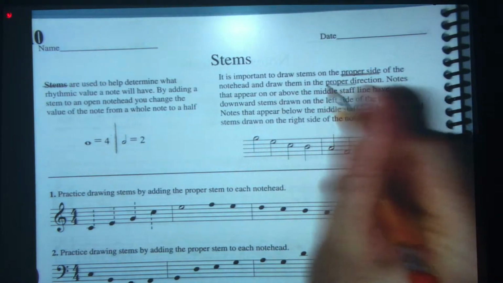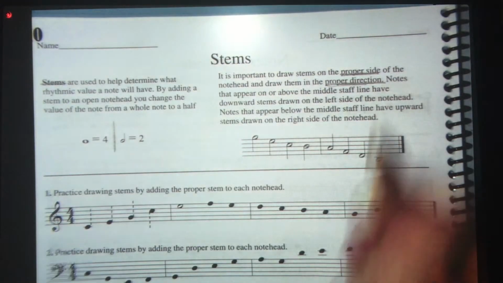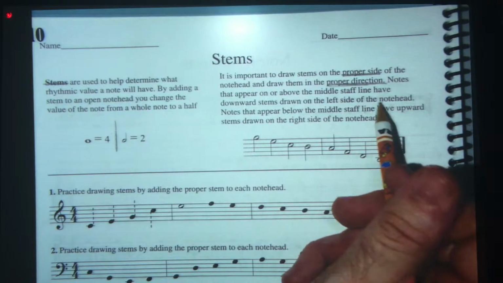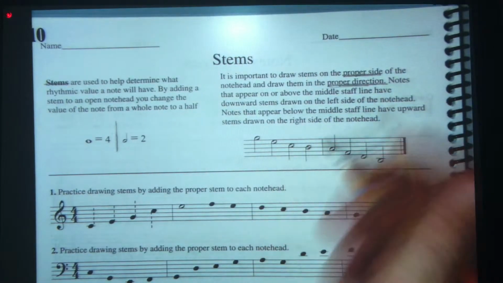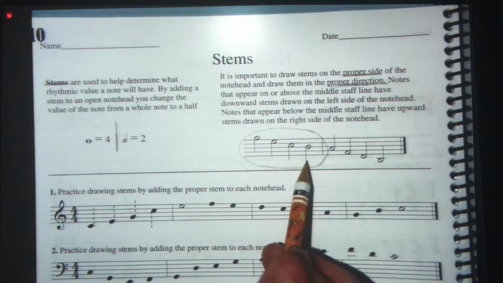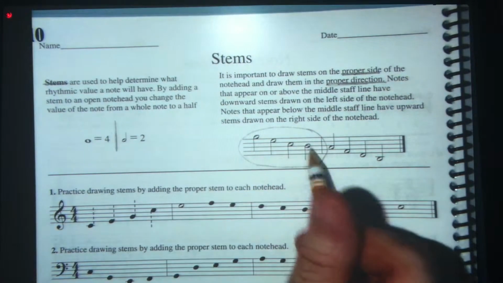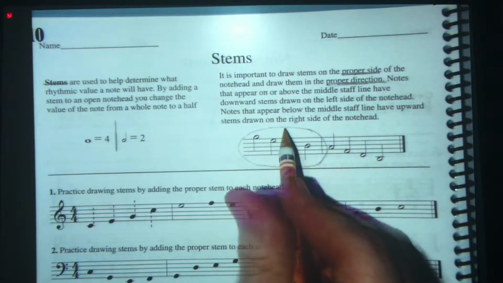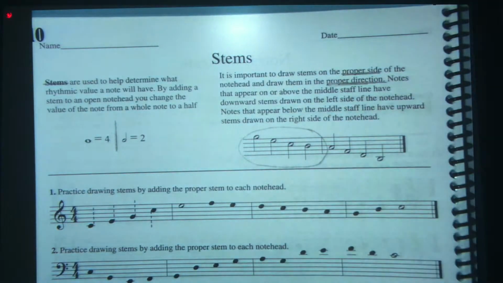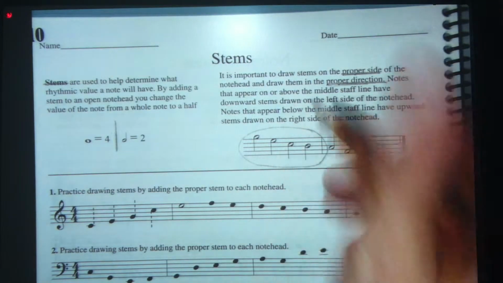and the proper direction. Notes that appear on or above the middle staff line have downward stems drawn on the left side of the note head. So that would be this half. You notice every stem goes down. Notice that they're also on the left side. So from the third line and above, and this would include ledger lines, meaning notes above the staff, you want to draw them in towards the staff, basically. So from the third line and above, left side going down.